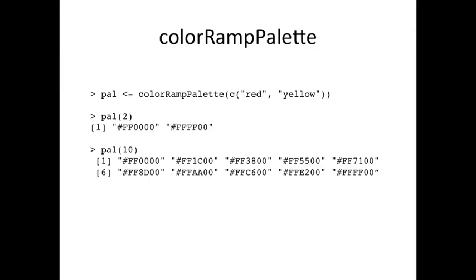And now PAL is going to take integer arguments, not numbers between 0 and 1. So suppose I give it 2. So pal of 2 will return 2 colors that interpolate the palette. Now, because the palette itself only has 2 colors, when I just give it 2, it'll just give me the 2 colors on the palette, so the first being red and the second being yellow.